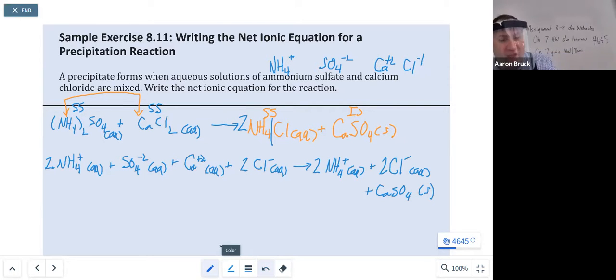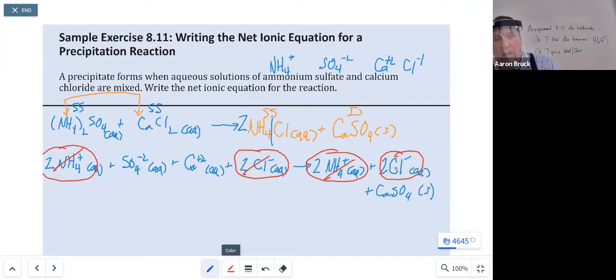Now we need to identify spectators. I can see that I have 2 chlorides on the reactant side and 2 on the product side. I've got 2 ammoniums on the reactant side and 2 on the product side. Those are going to cancel. All that is left over is the calcium ion, the sulfate ion, and the calcium sulfate.